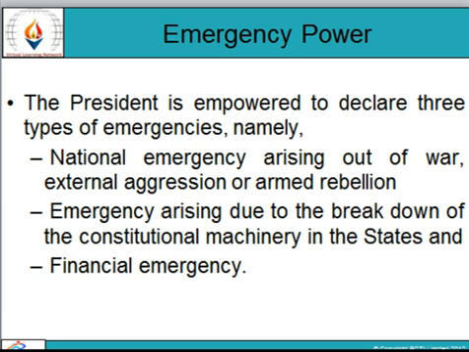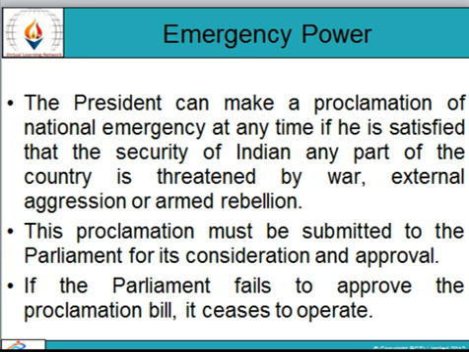Next topic is emergency power. The President is empowered to declare three types of emergency, namely national emergency arising out of war, external aggression or armed rebellion, emergency arising due to breakdown of the constitutional machinery in the states, and the financial emergency.